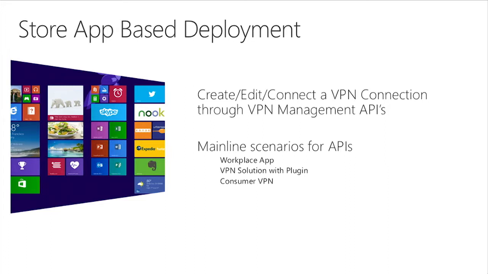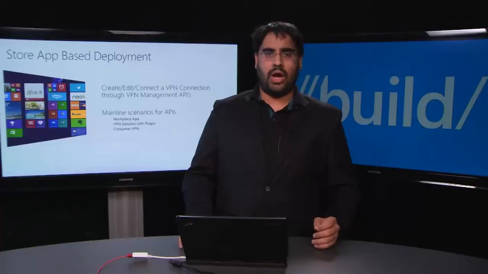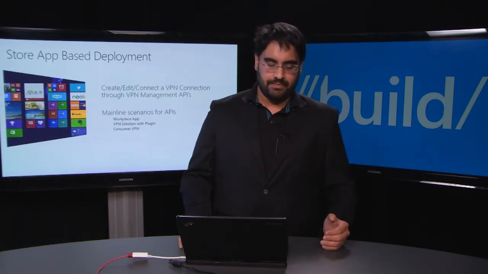The mainline scenarios that we are thinking of here are, first, a workplace app. A workplace app is typically something that an IT enterprise would write so that they can give this one-click solution to their enterprise users. They open the app, click a button, VPN is connected in the background, and they get a whole list of links that they can basically access over the VPN interface.